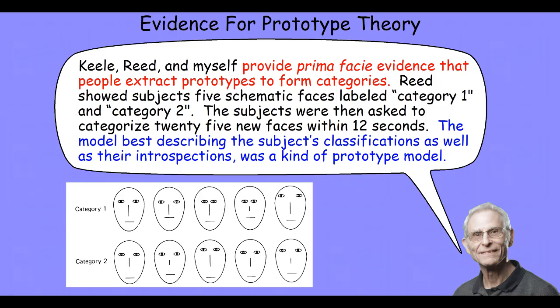Posner and Keele did an experiment that provides prima facie evidence that people extract prototypes when they form categories. They showed subjects 5 schematic faces. One set of 5 fell under category 1. The other set of 5 fell under category 2. The subjects then were asked to categorize 25 new faces within 12 seconds, according to category 1 or category 2.